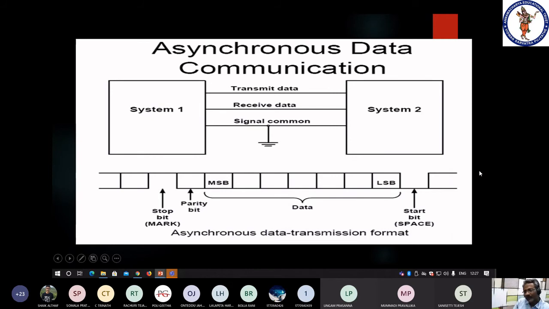So now the question is, why is the start bit 0? Why can't you go for 1? Start bit is 0, stop bit is 1. Why can't you have the start bit as 1? Anyone? Why is the start bit 0?